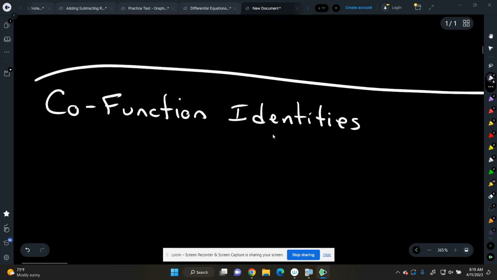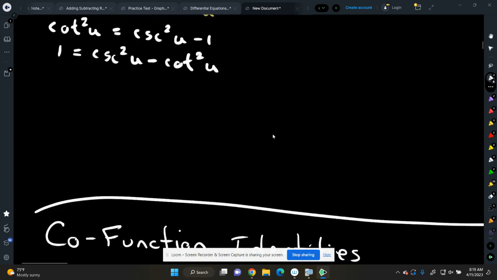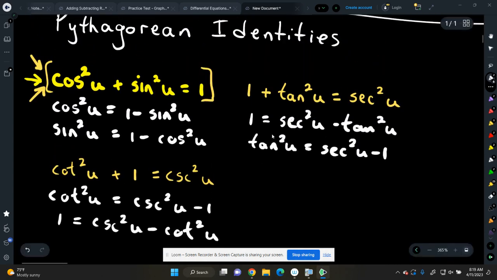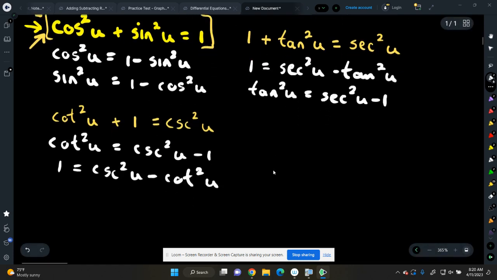Let's look at what we call the co-function identities. The yellow is like your answer, the white would be like different ways of coming to it. Yes. Oh, yeah. I thought we were learning like 9 different things. Nope. Like I say, I only memorized the one: cosine squared plus sine squared equals 1. The others I can just figure out. Right. Okay.